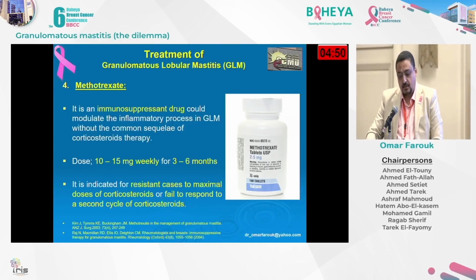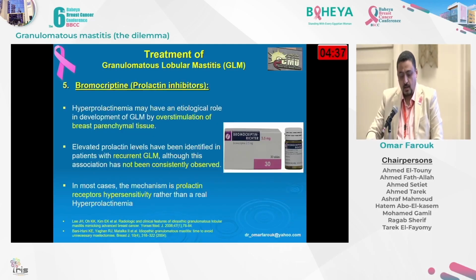The fourth drug is methotrexate. It is an immune suppressant. It is indicated in cases resistant to the maximal dose of corticosteroid or failure to respond to the second cycle of corticosteroid.